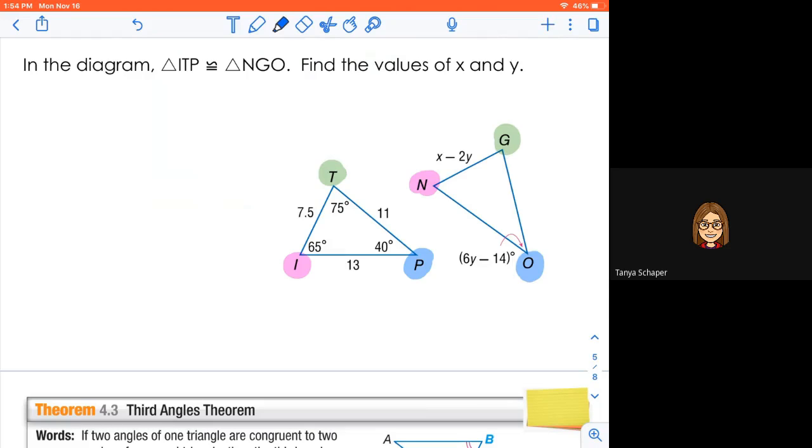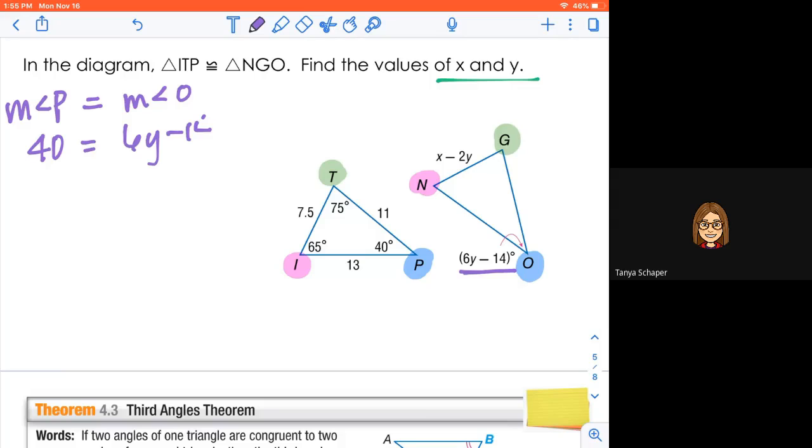So what I need to do is find the values of X and Y. So here's my Y. I know that O and P are corresponding, which means they're congruent. So the measurement of angle P is the same as the measurement of angle O. The measurement of angle P is 40 degrees. The measurement of O is 6y minus 14. And now I'm going to solve that equation out. 54 is equal to 6y. Y is equal to 9.